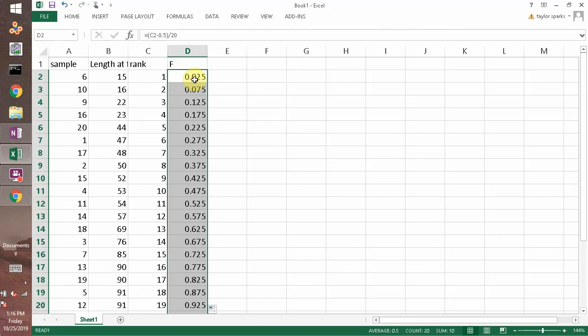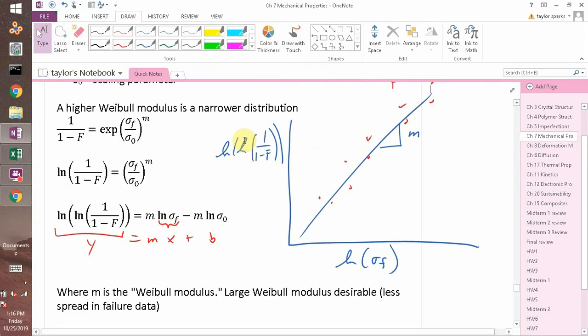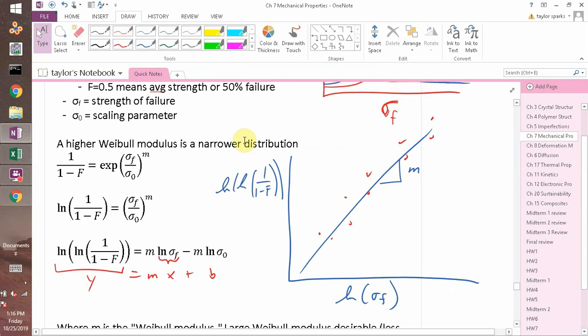Now, this is not great because we only tested 20 samples. The more samples you test, the more confidence you would have in that. But at least it's better than gut feelings and safety factors. Okay, so now we're going to turn this into the Weibull modulus by plotting, again, the natural log of 1 over 1 minus F.